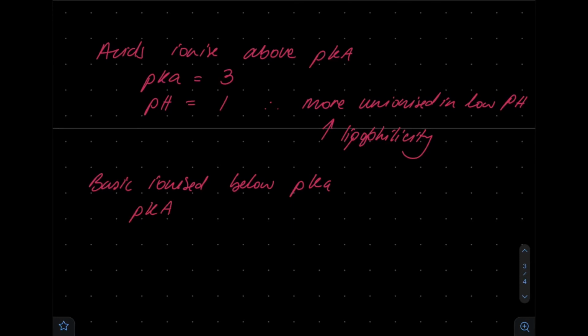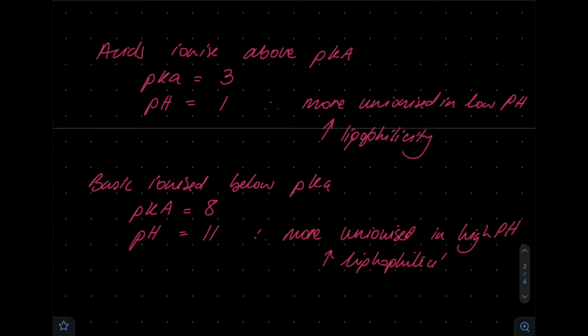The other mnemonic is BIB, which stands for bases ionize below pKa. So if we choose a drug with a pKa equal to 8 and place it in a highly basic solution, such as a pH of 11, there will be more unionized drug in this high pH, which will increase the lipophilicity and protein binding. Okay, going back to the factors that determine protein binding. We have already talked about protein binding sites and protein affinity. Now we'll talk about drug concentration.